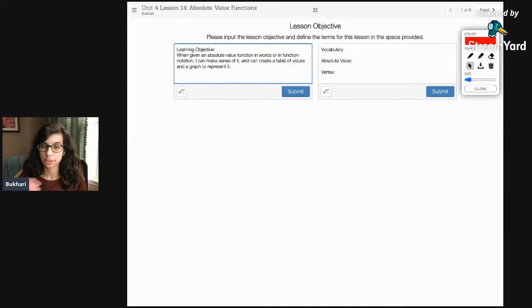Welcome to lesson 14. Today we're going to expand a bit more on what we were talking about in the previous lessons, special types of functions. In lesson 12 we talked about piecewise functions, which are a special type of function, and now we're going to talk about absolute value functions.